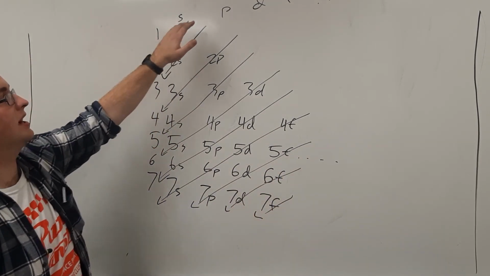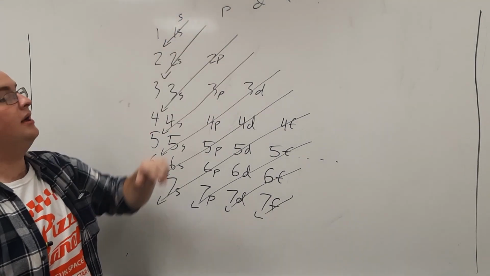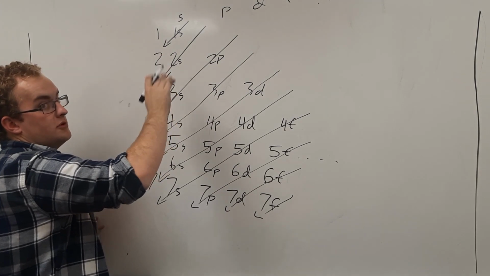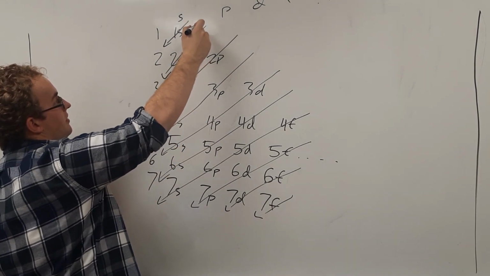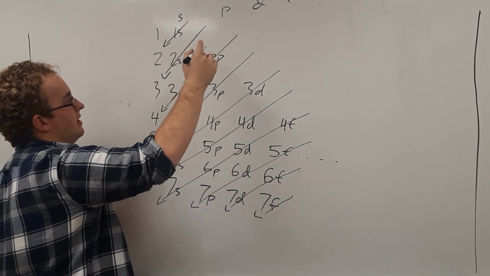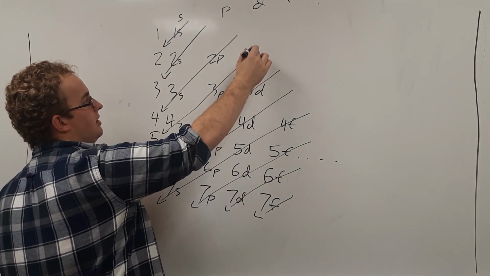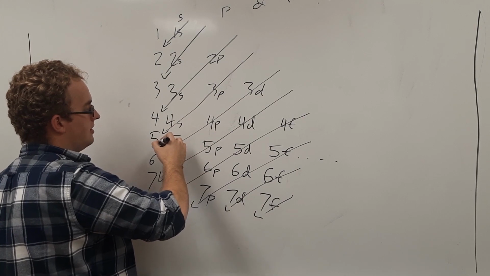So it's like I start at this very beginning arrow and I follow it down this way. So I fill in 1s and we finish the arrow, so we move to the next one. And then I fill the 2s, finish the arrow, move to the next one. Then I fill the 2p and the 3s. Okay, we're good. Then I fill the 3p and the 4s.